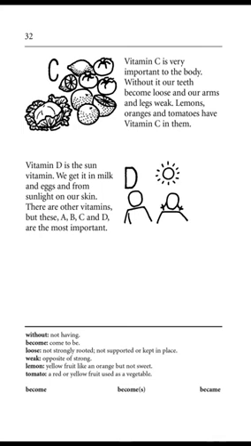Page 32. Vitamin C is very important to the body. Without it, our teeth become loose and our arms and legs weak. Lemons, oranges, and tomatoes have vitamin C in them. Vitamin D is the sun vitamin. We get it in milk and eggs and from sunlight on our skin. There are other vitamins, but these, A, B, C, and D, are the most important.